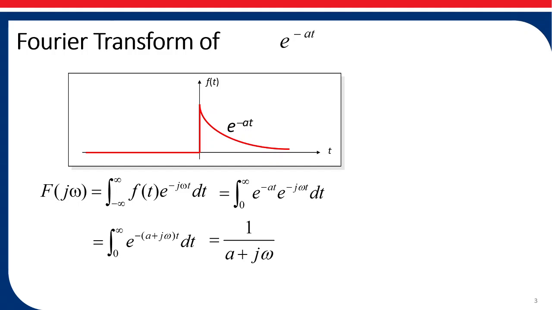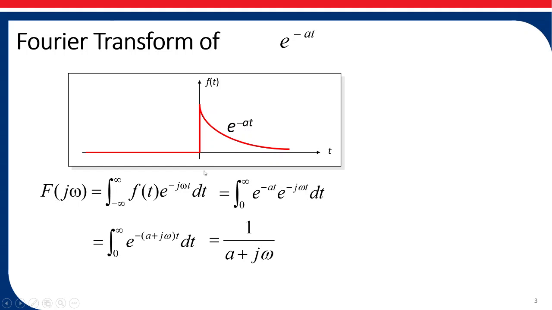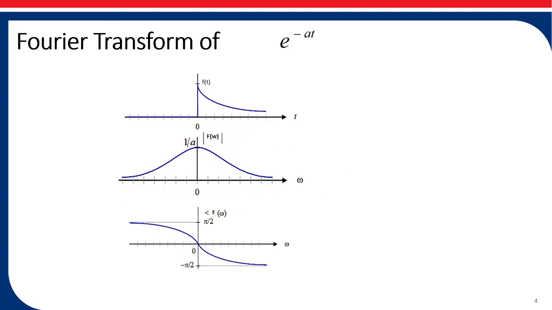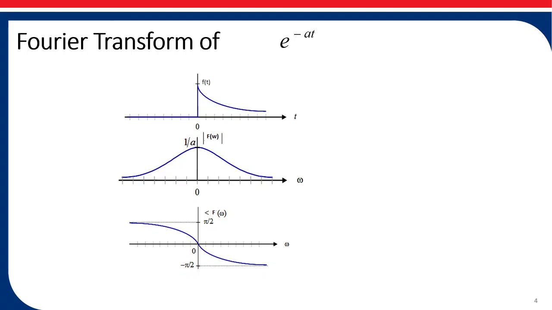That's why we have to plot its magnitude plot and a phase plot. So exponential function f of t is plotted here, and its magnitude plot. You can find out a magnitude of f of j omega is 1 divided by square root of a square plus omega square. So that will come out to be like an inverted parabola, and its peak value at omega equal to 0 will be equal to 1 upon a.